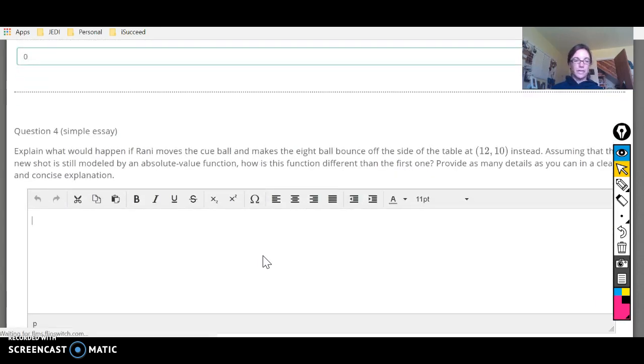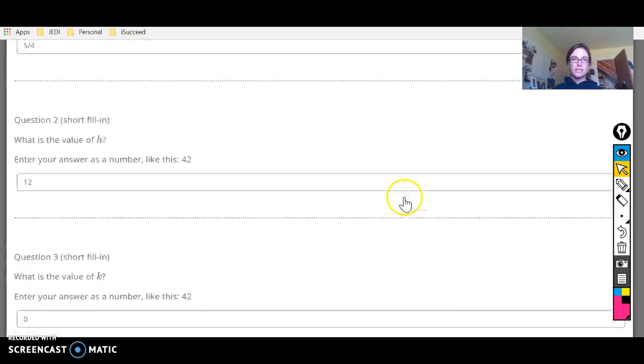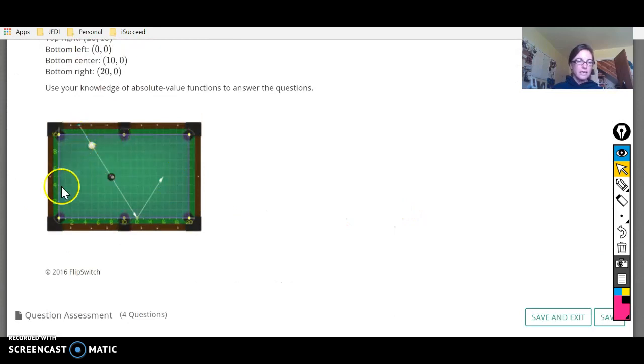Okay, so now we're to our last question here. Explain what would happen if Rainy moves the cue ball and makes the 8 ball bounce off the side of the table at 12 and 10 instead. Assume that the new shot is still modeled by an absolute value function, and how is this function different than the first one? Okay, so now my vertex is going to move over 12 units, but up 10. So let's quickly look at that. 10 units up means that it's gonna hit here instead of down here, okay?